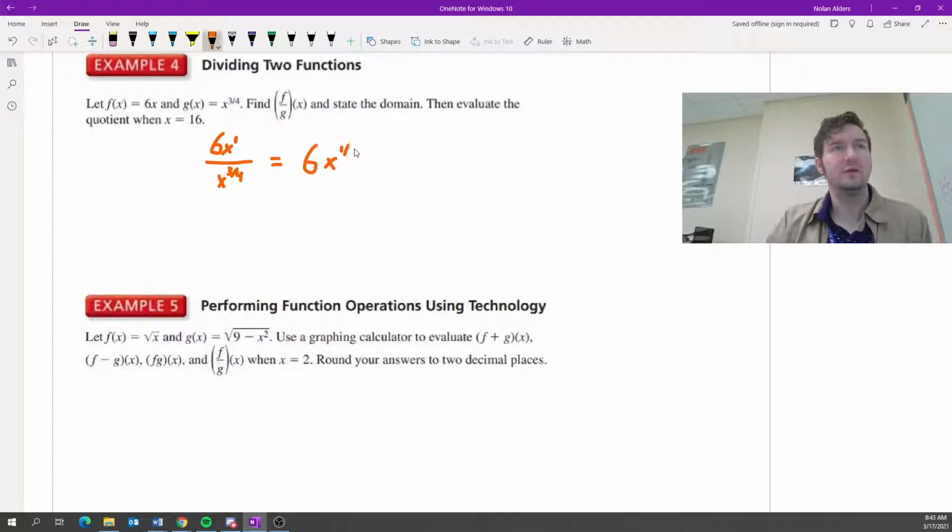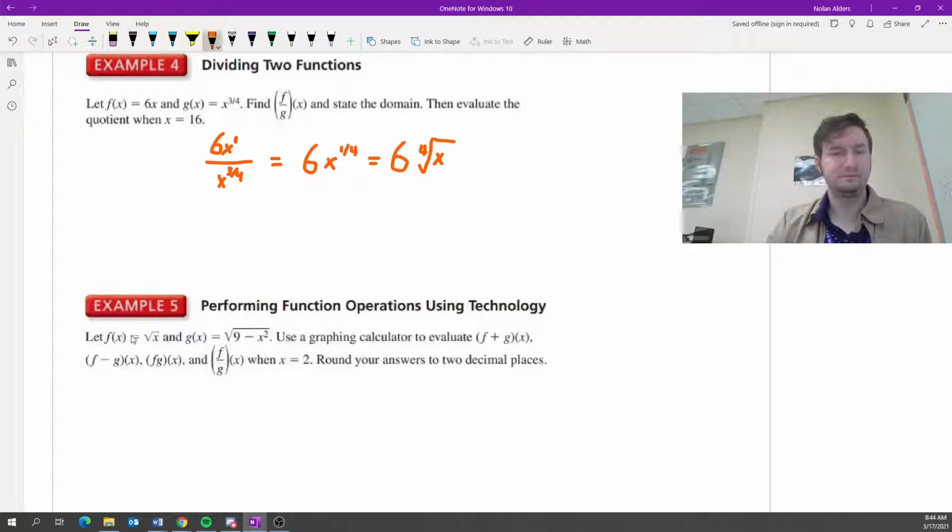So remember, when we're dividing bases with different exponents, we can subtract the exponents. So we get 6x to the 1/4, or we could rewrite this as 6 times the 4th root of x. And then as far as domain goes, x has to be greater than or equal to 0 because of this root here.